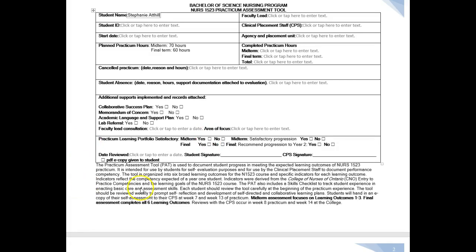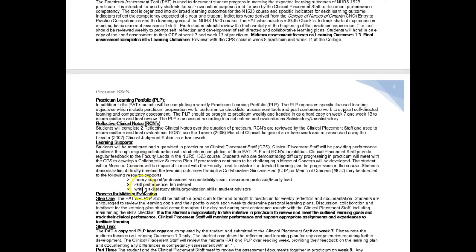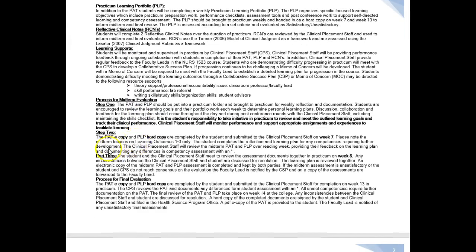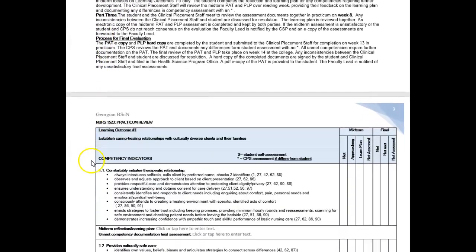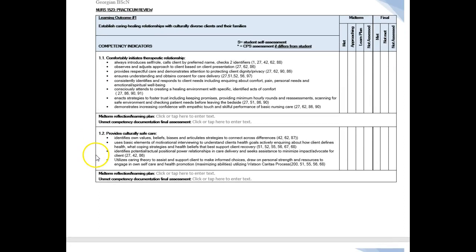If we continue down in the form, okay, you will see this gives you information on exactly how the form needs to be completed, okay, and then you will get down to what we call the learning outcomes. For the midterm, you will need to complete learning outcomes 1 to 3. For the final, you will complete all of the learning outcomes outlined in this document.